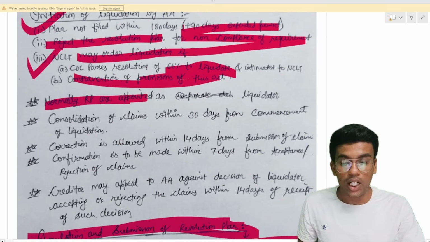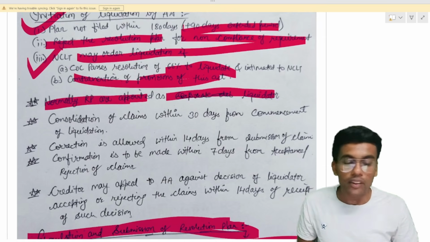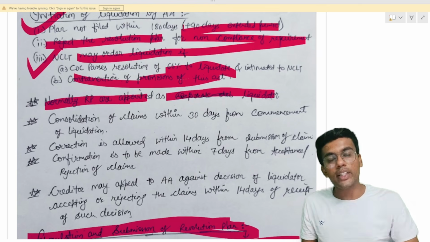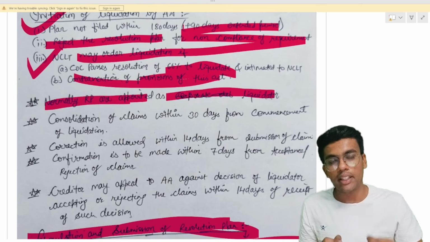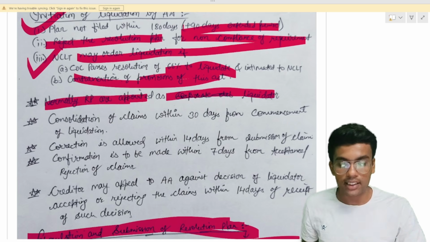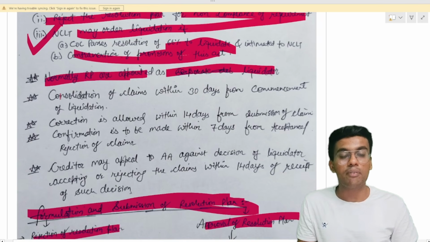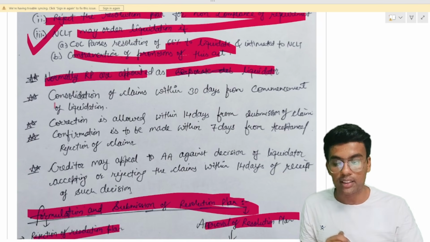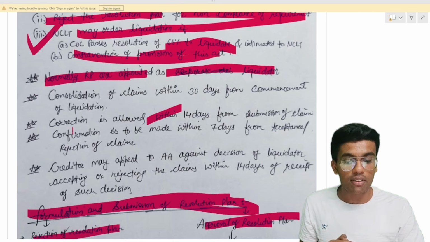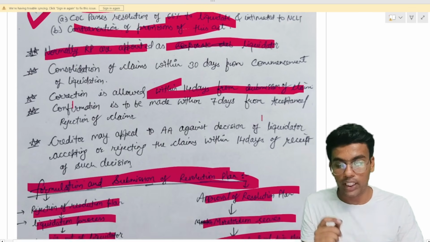Normally जो RP होता है वो भी appoint हो जाए liquidator in case of your liquidation. The liquidator is normally the resolution professional, but in case you are going to change the resolution professional, then the committee of creditors has to pass a resolution in the meeting. Consolidation of claim is to be made within 30 days from the commencement of the liquidation proceedings. Correction is allowed within 14 days from the submission of claim. Once you have submitted the claim, you can make the correction within the next 14 days.